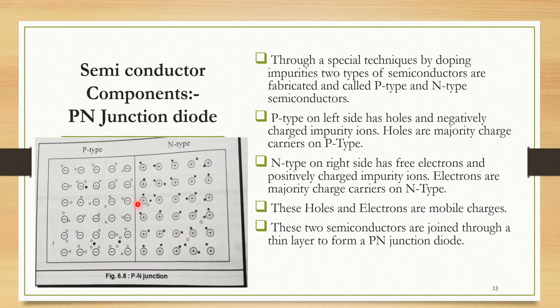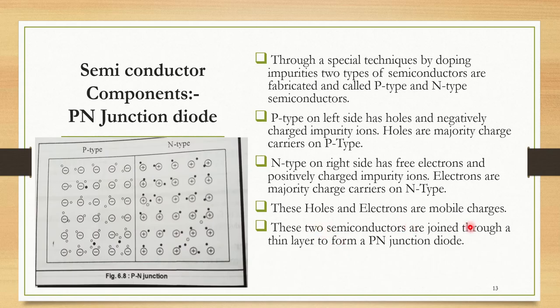Now these two we are going to join, placing them side by side. P type on the left side has holes and negatively charged impurity ions. Holes are the majority charge carriers in P type. N type on the right side has free electrons and positively charged impurity ions. Electrons are the majority charge carriers in N type. So here holes are the majority, and here electrons are the majority.